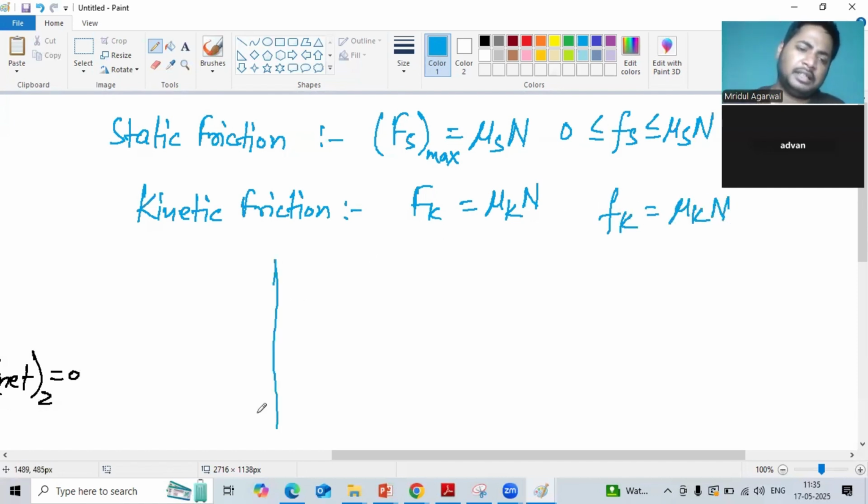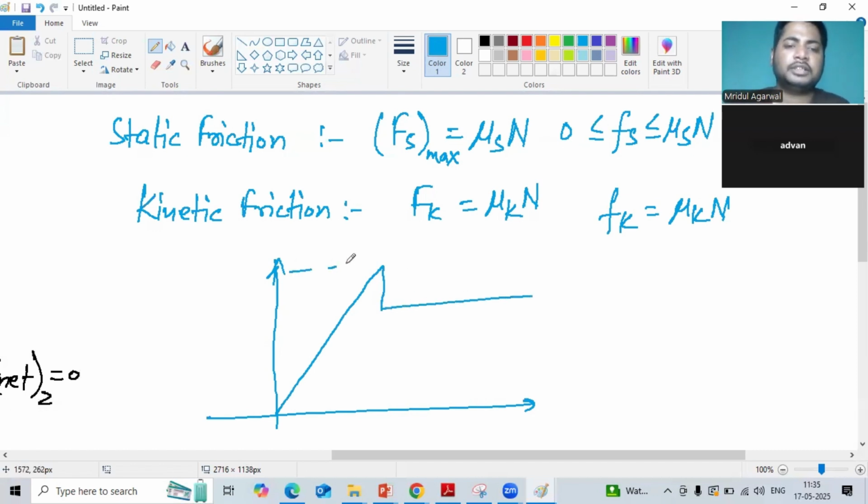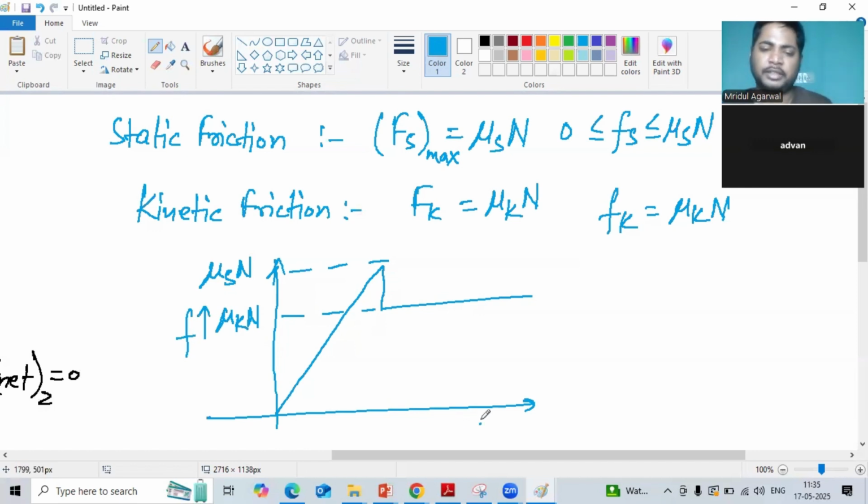To know that there is a graph that is followed for the friction. So it is basically like this. This is the maximum value of friction, that is mu s N, and this is mu k. You can see here, this is your friction, and this value is applied force. As the applied force increases, the friction force also increases up to this maximum value, and this is your normal force.